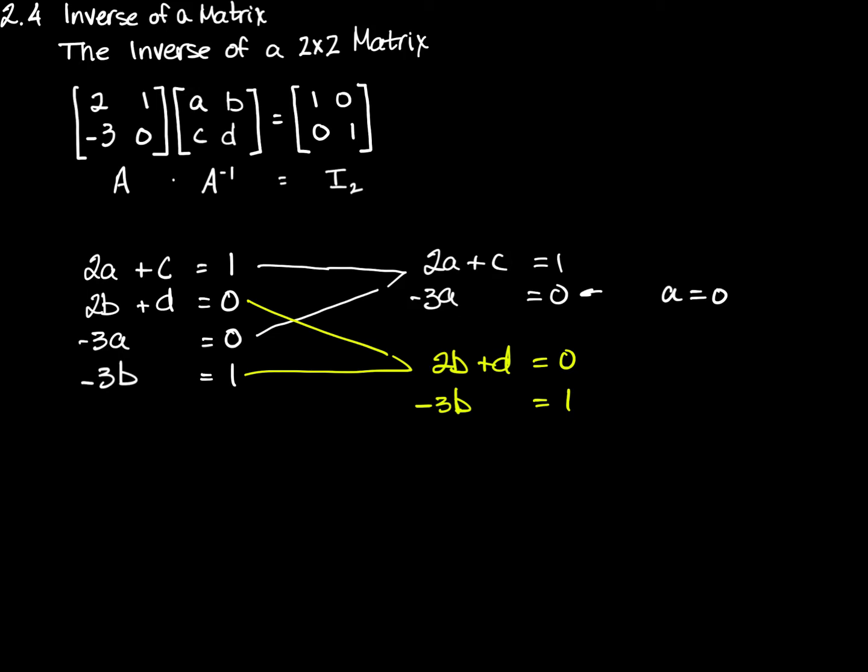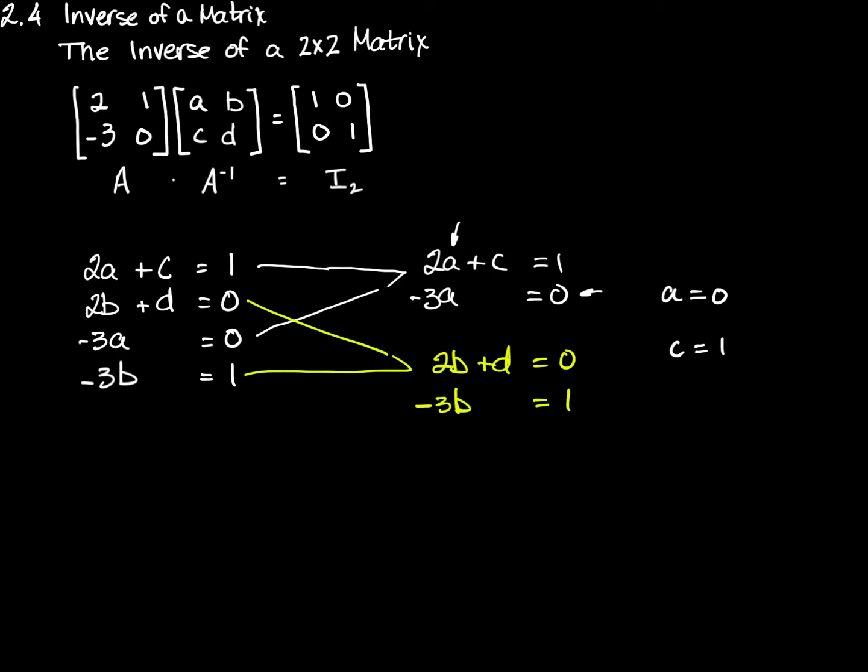You might not always have such a nice gap in your system here. You might have had, say, for example, negative 3 plus 2C equals 0, and then you would have to actually work out what A and C were using more conventional methods for solving systems. In this case, we got lucky. And if I know that A is 0, then I can replace this A with a 0, and I get 0 plus C equals 1, or C equals 1.